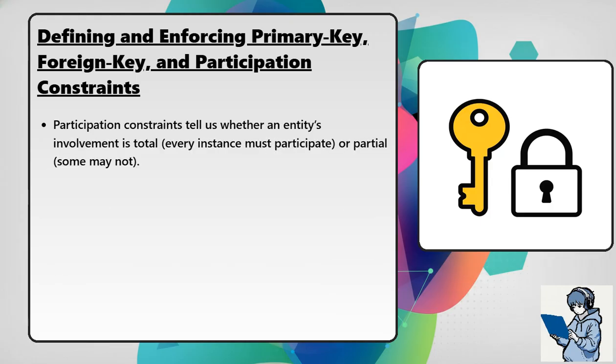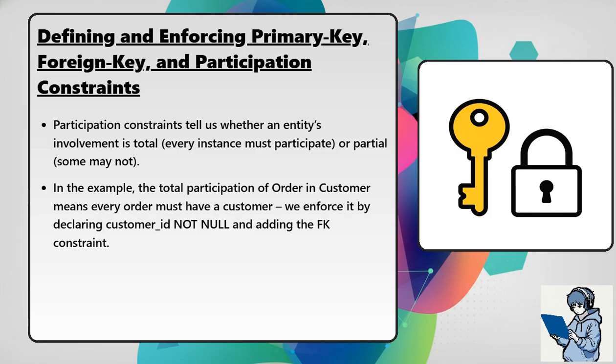Participation constraints tell us whether an entity's involvement is total, meaning every instance must participate, or partial, meaning some may not. In the example, the total participation of order in customer means every order must have a customer. We enforce this by declaring customer ID not null and adding the foreign key constraint.